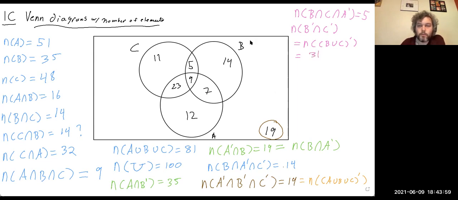I probably have room for a few more. Let's do... Gotta do ones I haven't already done. I don't know. That's probably... Is that enough?